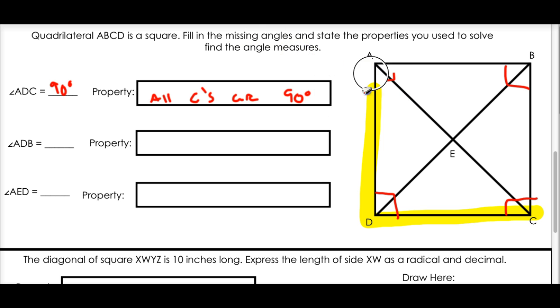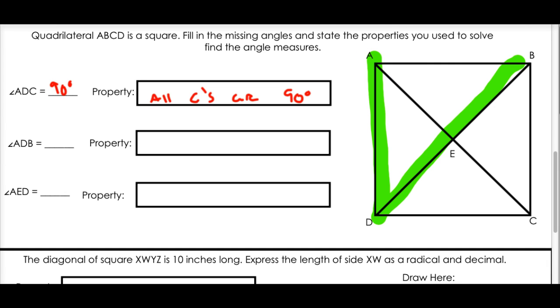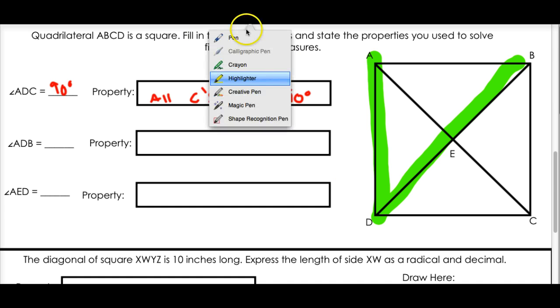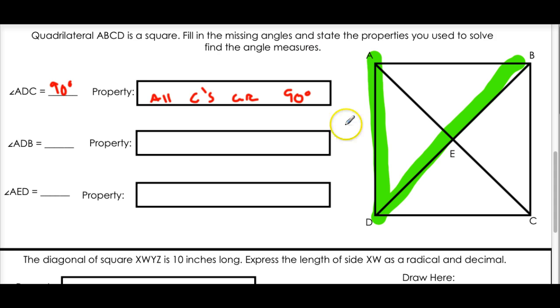Okay, now I'm going to get rid of this for a second. My next thing that I want to find is angle ADB. Well, that's an interesting one, right? And the way we're going to solve that is this. First, you have to remember that ADC is a 90-degree angle. We just figured that out, right? We also know that the diagonals bisect the angles, right? And what does bisect mean again? It cuts it in half.